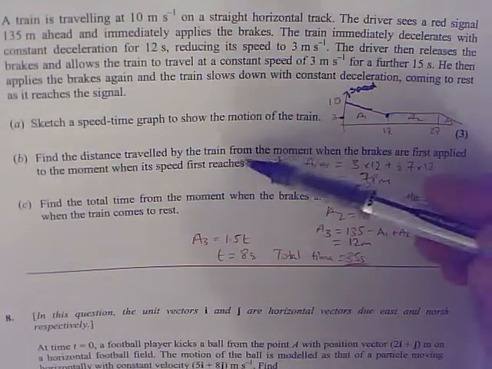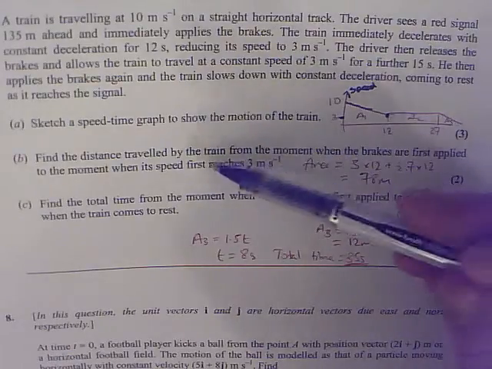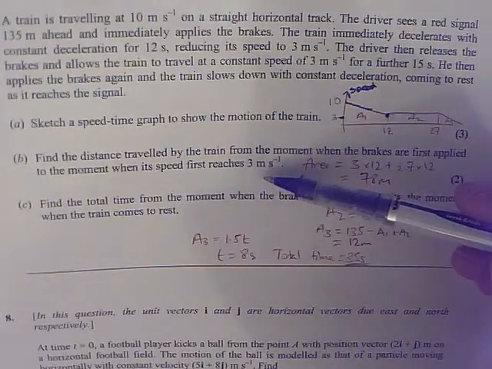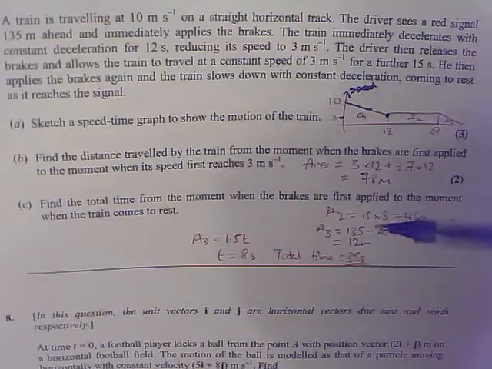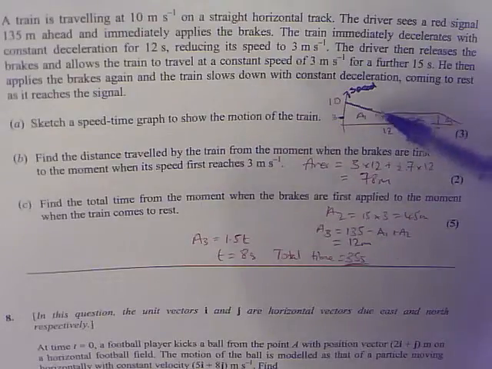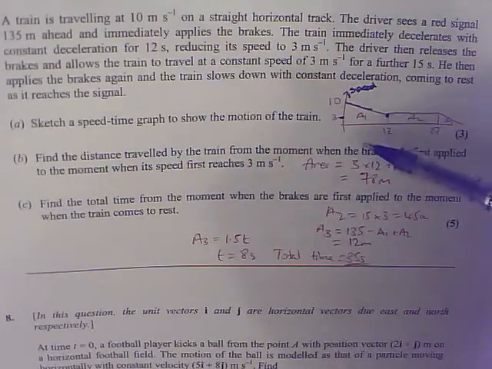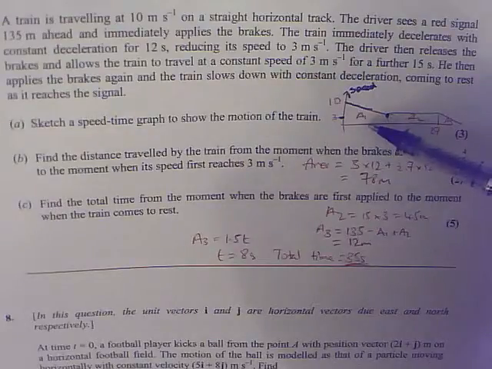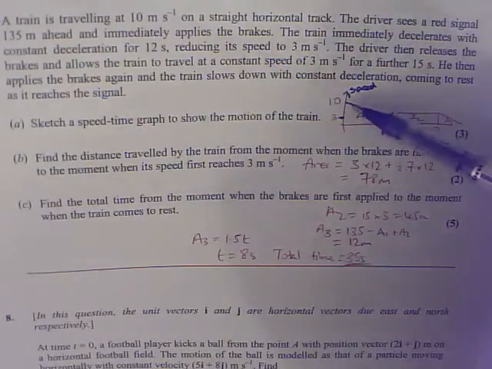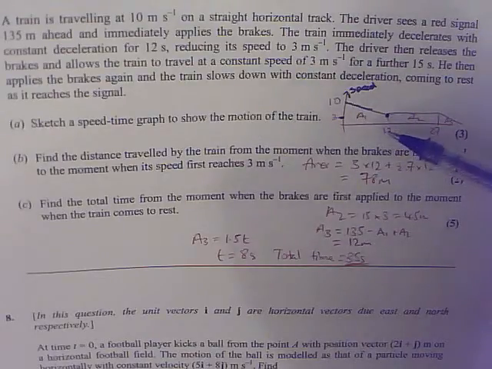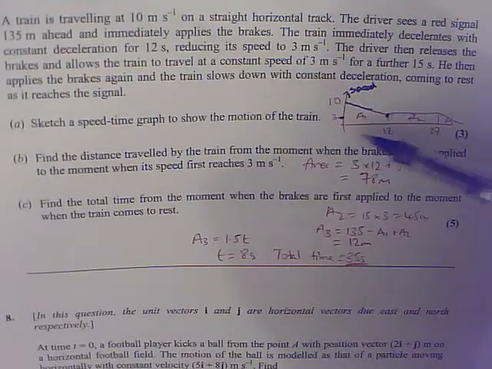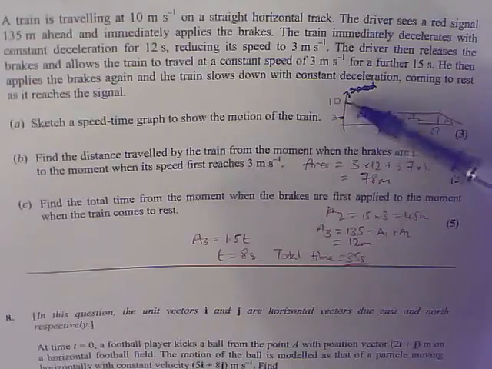The distance travelled by the train from the moment when the brakes are first applied to the moment when the speed first reaches 3. This question is very badly answered, actually. You're just looking for this area here, A1. The distance travelled is the same as the area under a speed time graph, because distance is the integral of velocity with respect to time. Was trapezium, and as you all know, the area of a trapezium is half the sum of the parallel sides times the distance between them.